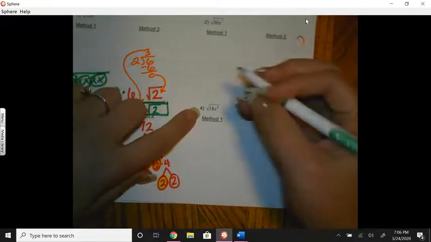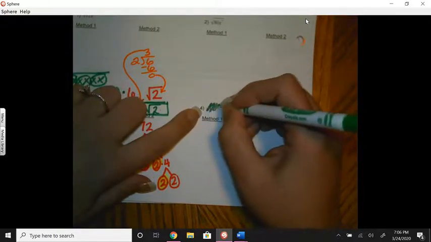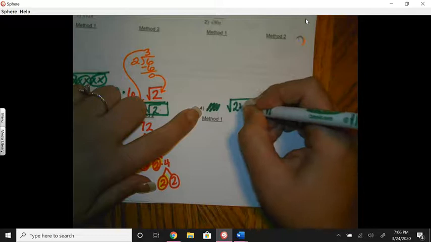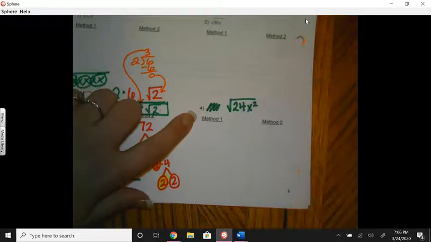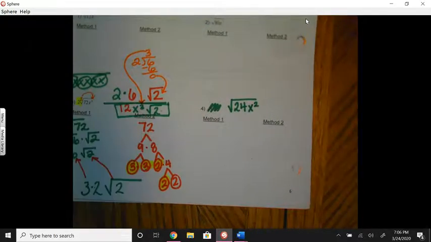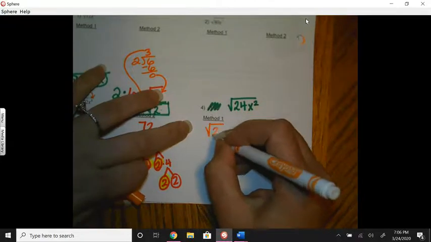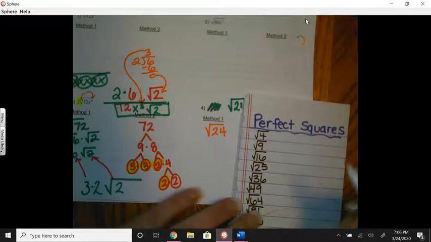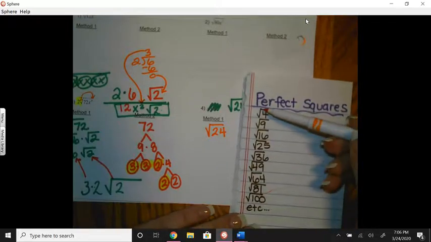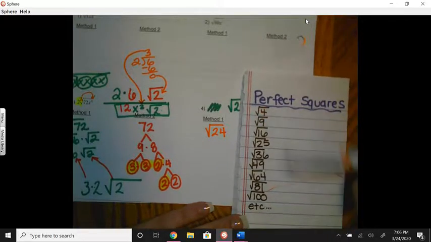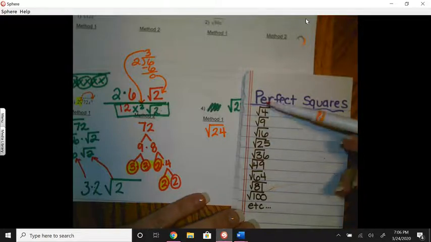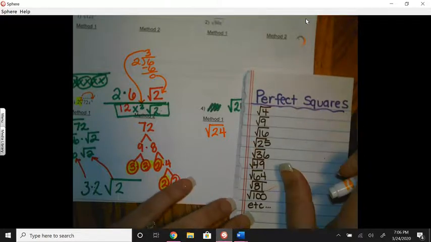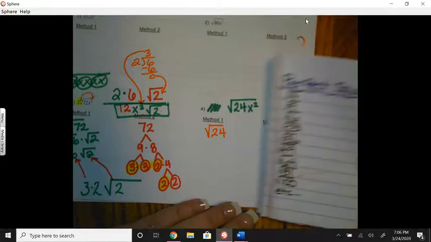Okay, so let's go ahead and check, try number 4. You should have instead square root of 24x squared for number 4. So method 1, we would take square root of 24, and we would use our perfect square list. So if this was a test, you would either on the side of your paper or ask for scrap paper and make this list, and then look at it so you don't have to make it for every problem. You would just use it for every problem.